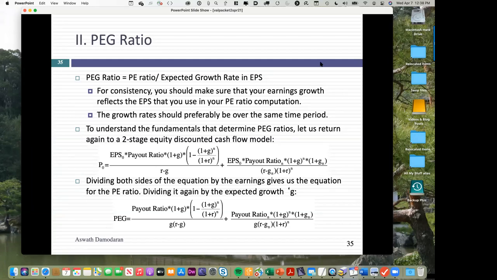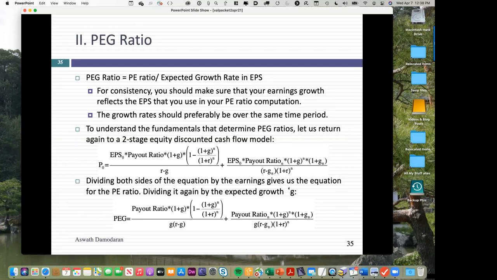Okay, if I pick based on the PE ratio, the PE of 10 will always look cheaper than the PE of 20, right? But what if I divided the PE ratio by the growth rate? So let's say the first company, the PE of 10, has a growth rate of 5%, and the second company, the PE of 20, has a growth rate of 25%.